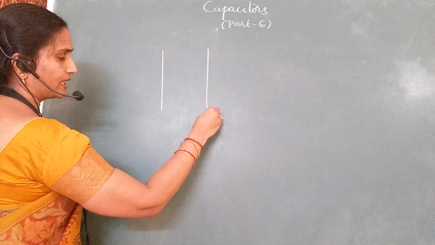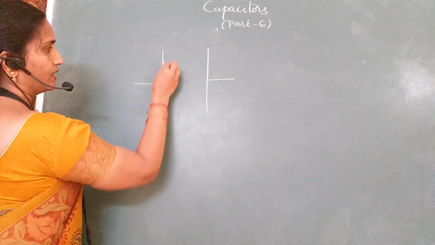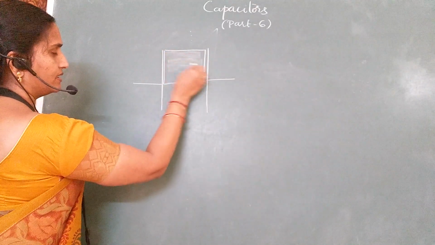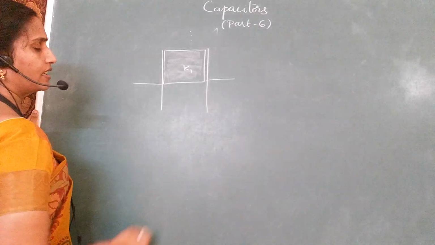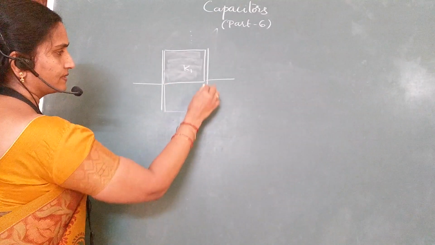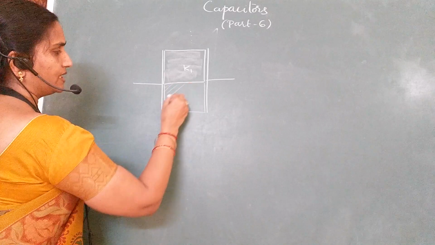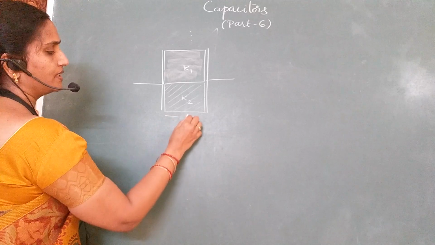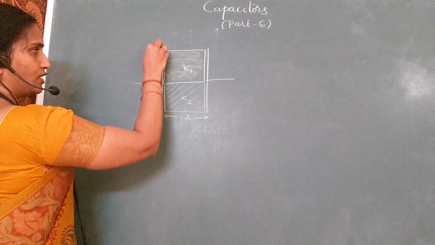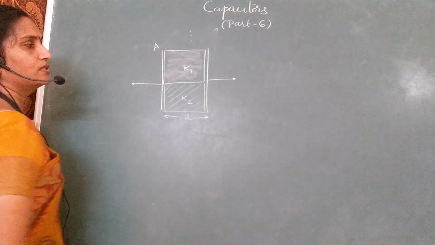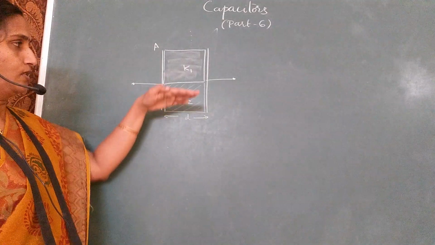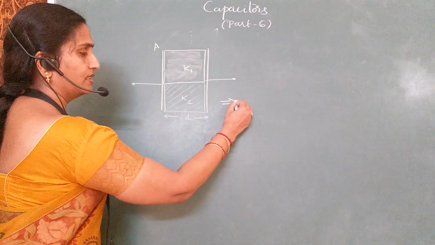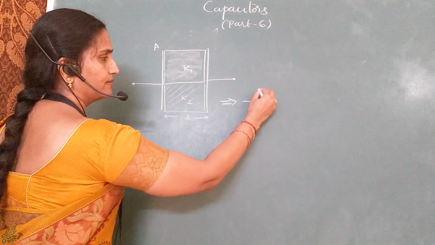These are the two plates of a parallel plate capacitor. Half of the area of the plates is filled with a material whose dielectric constant is K1, and the remaining half with another material whose dielectric constant is K2. Distance between the plates is D, area of the plates is A, and you need to find out the equivalent capacitance. Now since here the area is reduced to half, we can divide this figure into two parts, upper and lower.